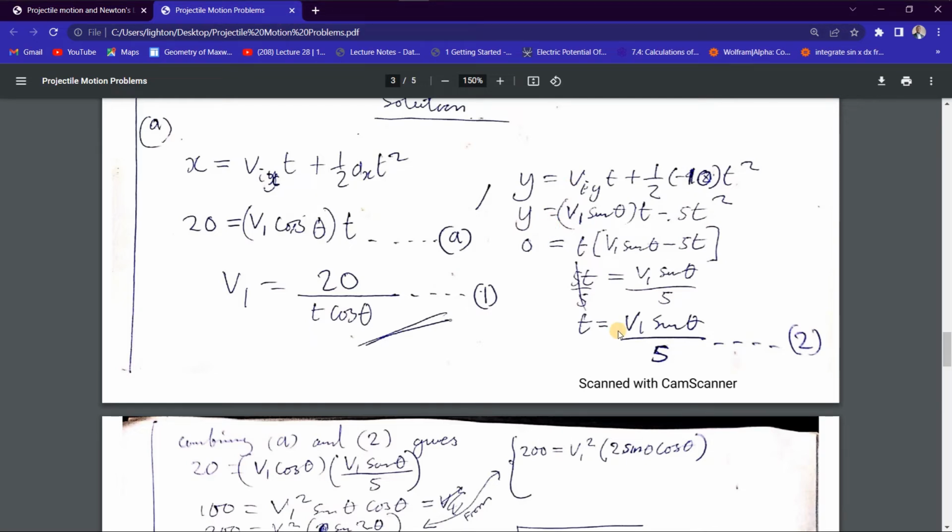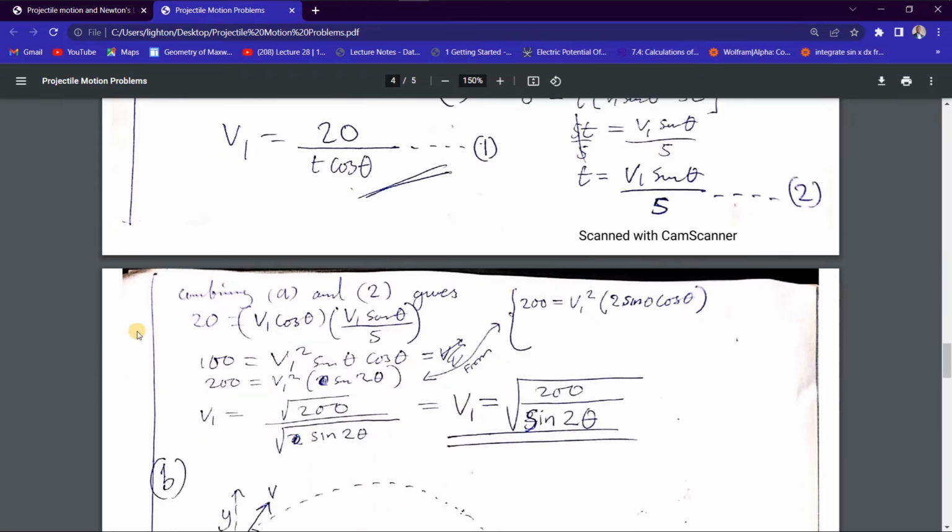Okay, so making t the subject of the formula from this equation in square brackets, we'll have t equals v1 sine theta over 5. Take that as equation 2.